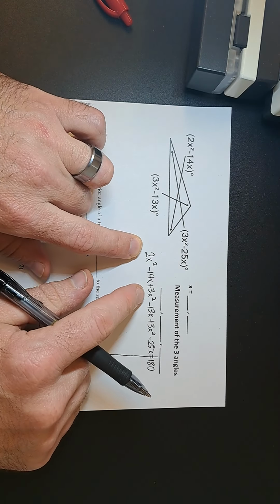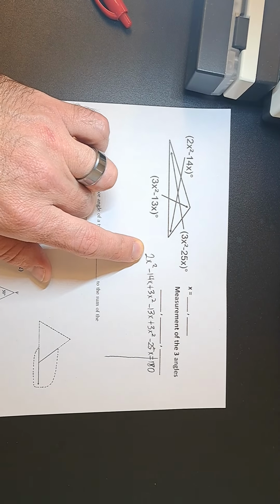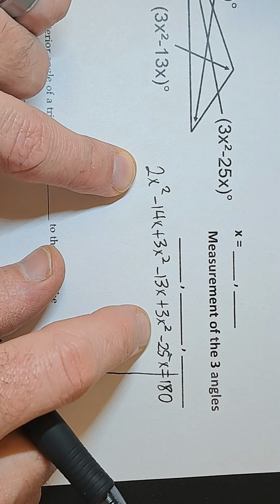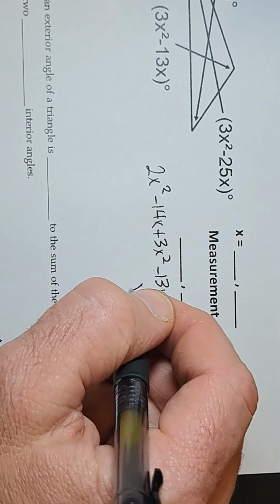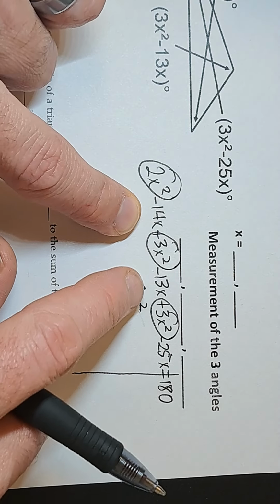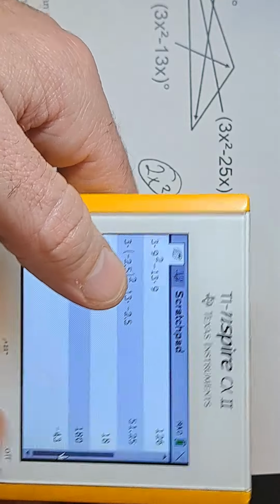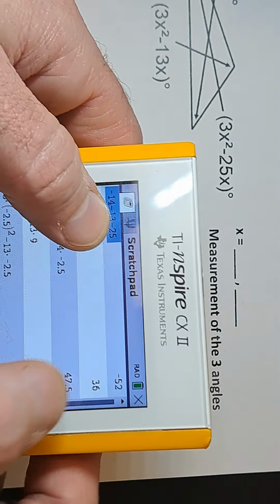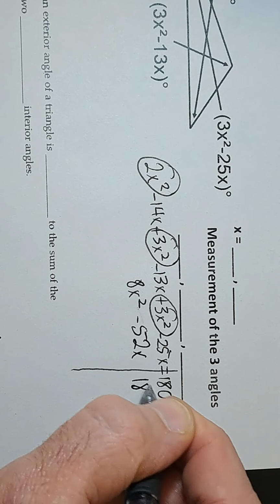So first thing we'll do is combine like terms. We've got 2x squared, 3x squared, and 3x squared. So that's 2, 5, 8x squared. We're going to put this, this, and this together. And then negative 14, negative 13, and negative 25. All of those together equal negative 52. So negative 52x equals 180.